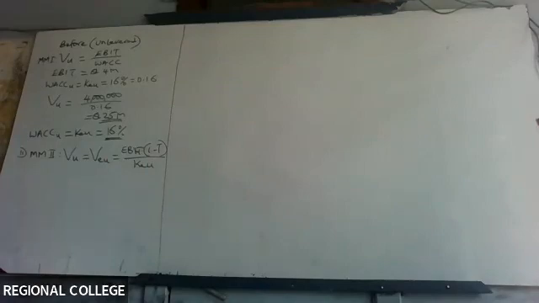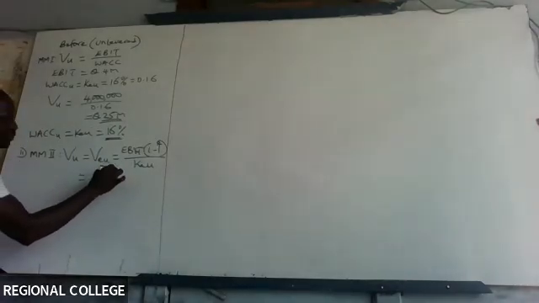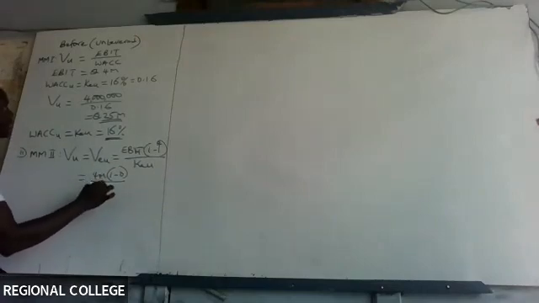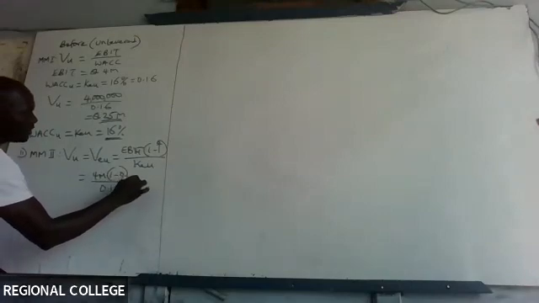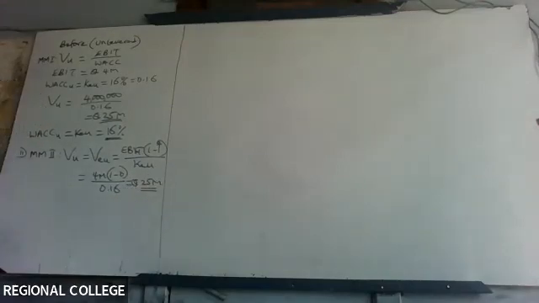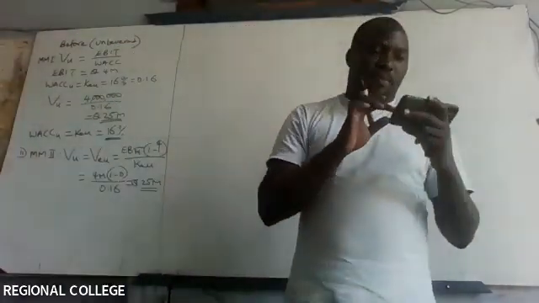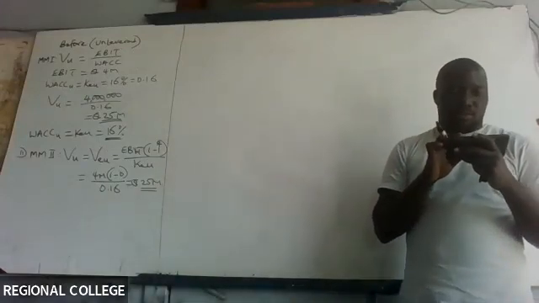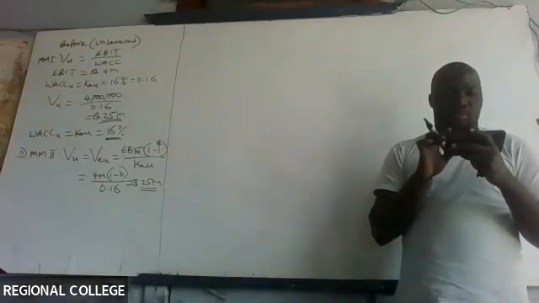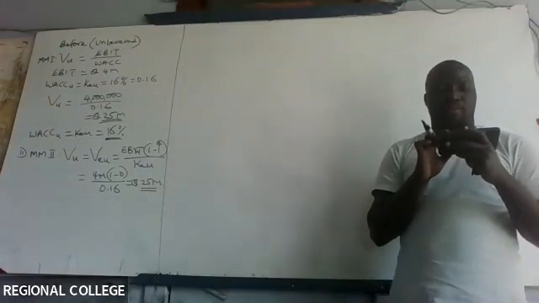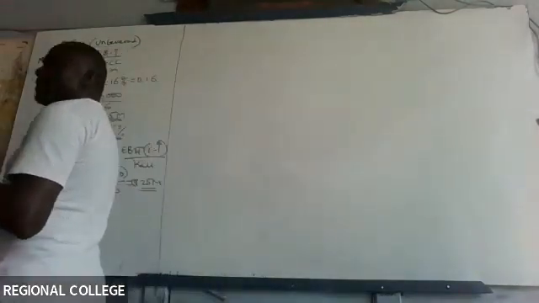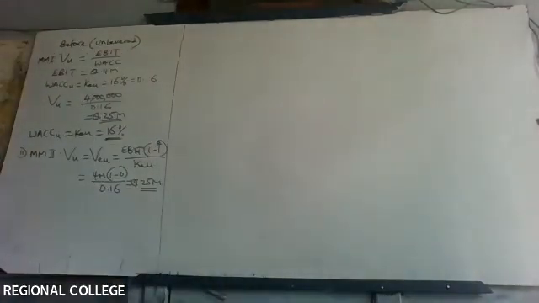Under MM2, the tax is zero. So it's just EBIT over cost of equity. So our EBIT is 4 million. Even if you do it, it will be 1 minus 0, divided by 0.16. So you go back to our 25 million. That is 25 million, right?